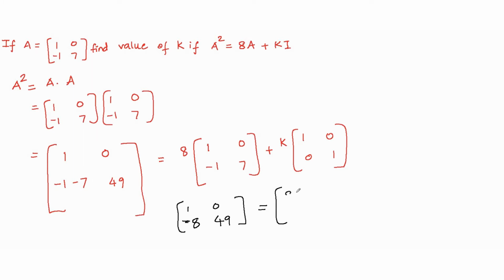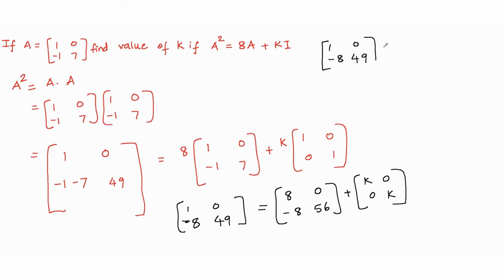Is equal to, now let's see what happens here. 8 ones are 8, 8 zeros are 0, 8 into minus 1 is minus 8, and 8 sevens are 56. Plus k times the identity matrix would be k 0, 0 k. And now I can add the matrices on the right hand side. So the left hand side is sorted. It is 1 0 negative 8 49 is equal to, now it becomes 8 plus k, 0 plus 0 is 0, negative 8 plus 0 is negative 8, and 56 plus k.